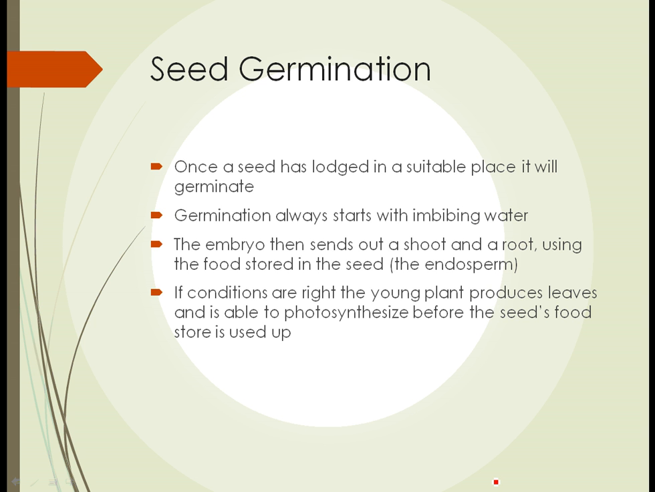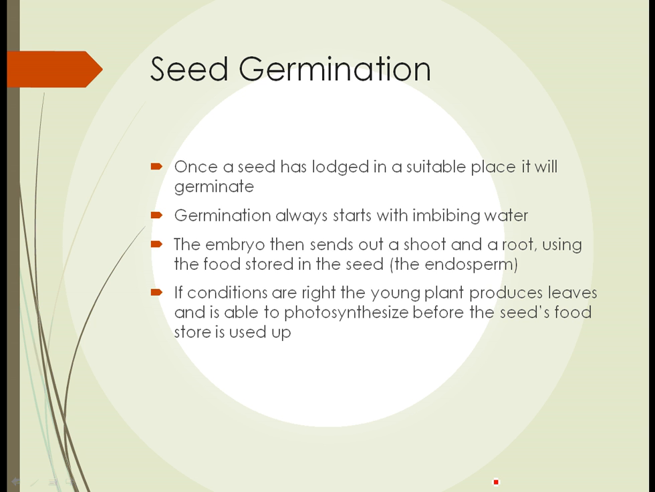Once the seeds are free, they need to germinate. They need to lodge in a suitable place that has sufficient water, that has the right balance of sunlight. Some seeds will only germinate if they can see light. Other seeds will only germinate if they're dark. But in any case, germination always starts with the seed imbibing water.